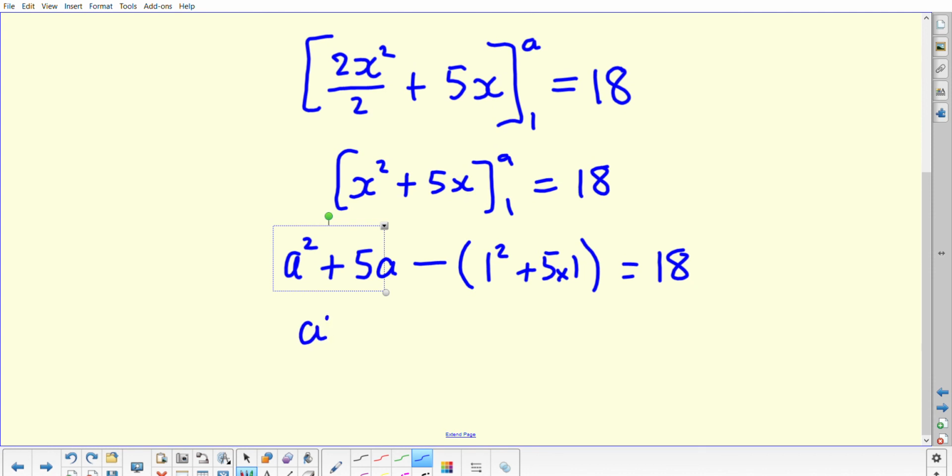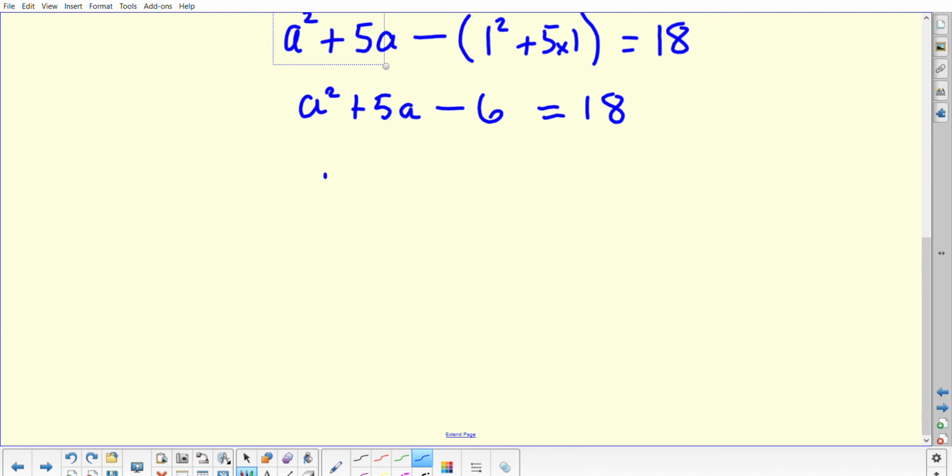So this is going to give me a squared plus 5a. Inside that bracket I'm going to have 1 plus 5 times 1, so 1 plus 5, 6. So I'm subtracting 6, and that is equal to 18. Now what you've got there is a quadratic equation. To solve a quadratic equation, you need to make that right hand side equal to 0. So I'm going to subtract 18, which means I end up with minus 24.